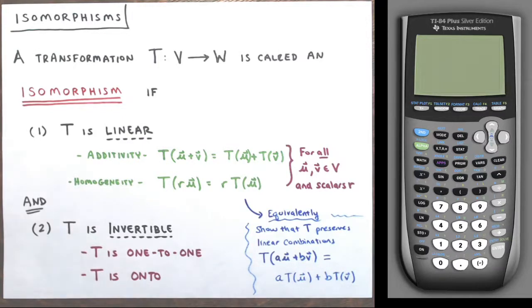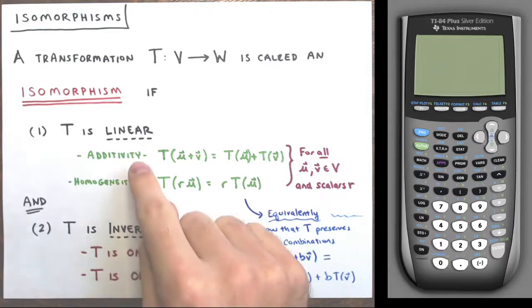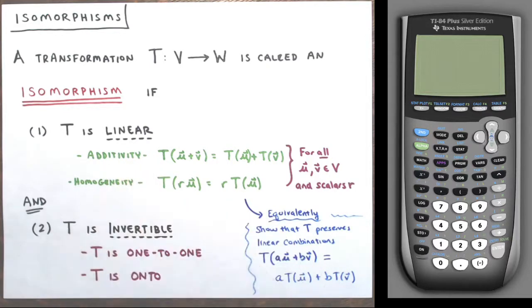Right. So an isomorphism is a transformation that is both linear and invertible. You have these two additivity and homogeneity properties holding, and you have the transformation is 1-to-1 and onto.